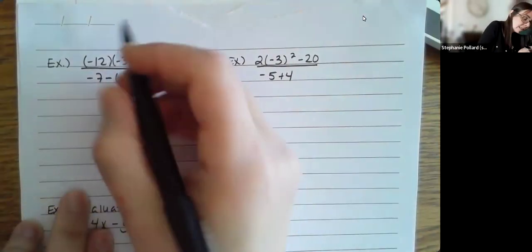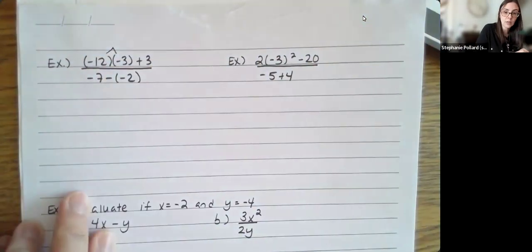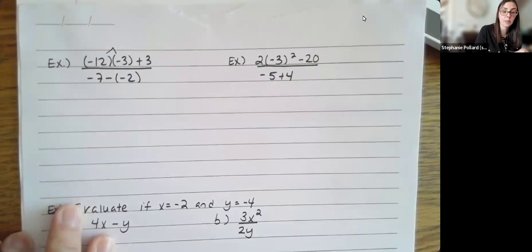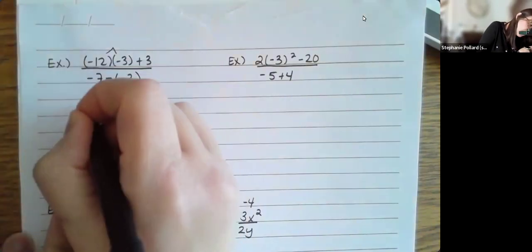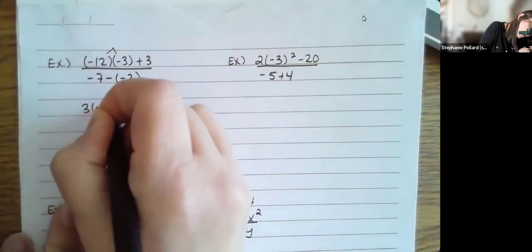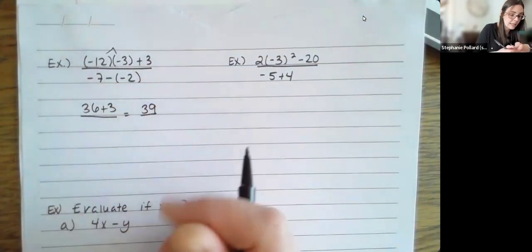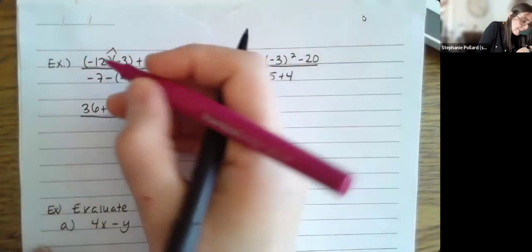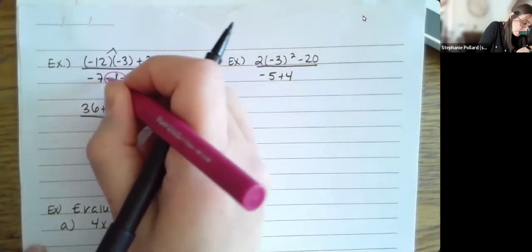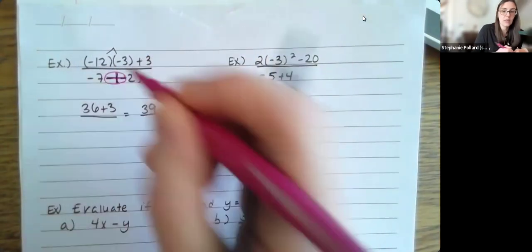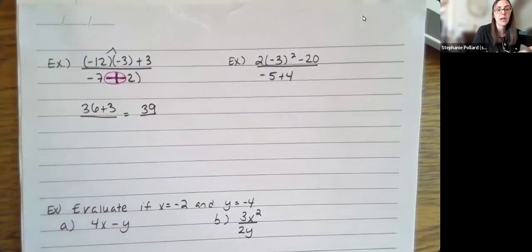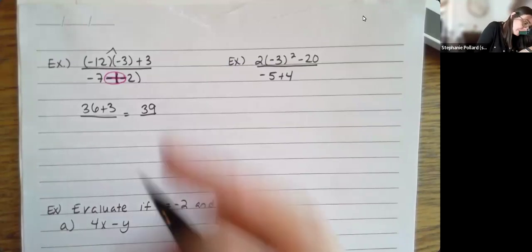Here on the top, I see multiplication. So I'm going to do that first. The two negatives will cancel there. So it's two negatives multiplied to a positive. So I have 36 plus 3 up top, which is 39. In the bottom, I see I have a -7 minus 2, or -7 minus -2. So that's going to turn into a big plus sign. So I have a -7 plus 2, which is -5.